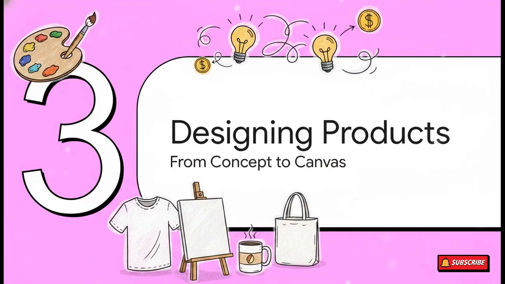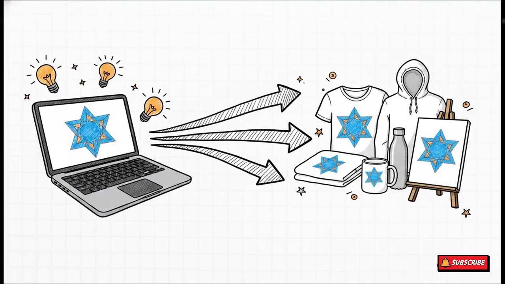All right, Section 3, designing your winning products, from concept to canvas. Now, what's really interesting about this slide is that this is where we pivot from theory to your actual creative phase. The absolute beauty of this model is that your focus here is entirely on turning your art, your ideas, and your concepts into highly monetizable assets.